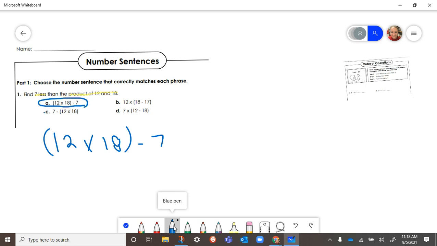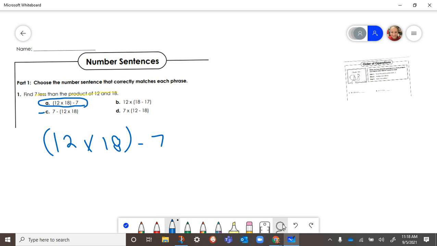And if you notice, C looks very similar, but if it was the 7 in the front, it would be 7 minus a big number, whatever that 12 times 18 is, and you wouldn't be able to do that. So you need the 7 to go in the back there.